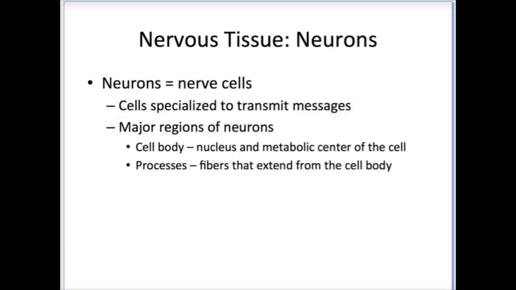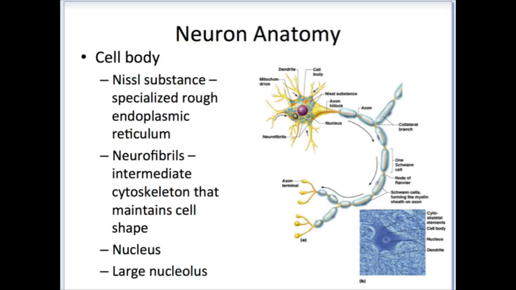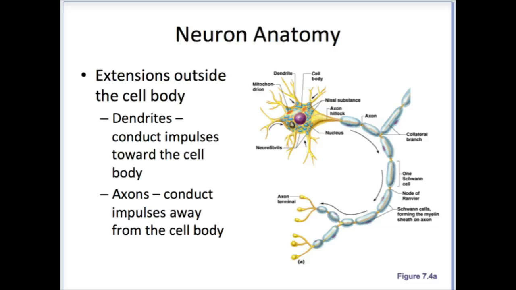So, the neuron. Think of the neuron as the functional unit of the nervous system. All of the information being brought in, the sensory information, the ability to process the information, and the ability to send out the information, the response, is all carried by neurons. Now, when we talk neuron anatomy, there's two basic parts. You have the cell body and you have the extensions of the cell body.